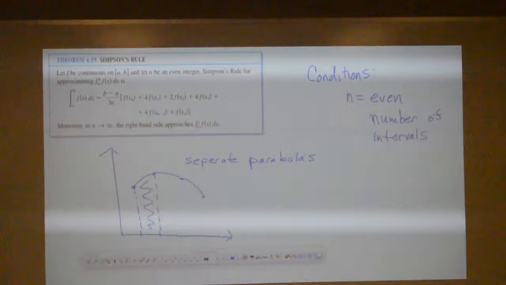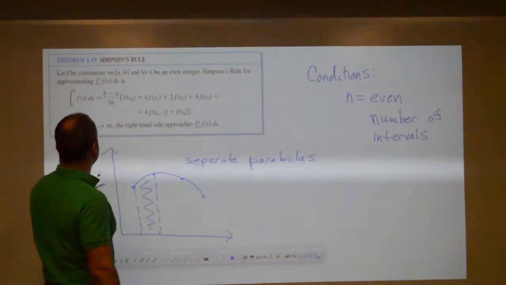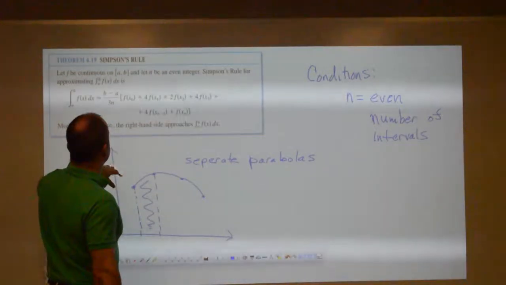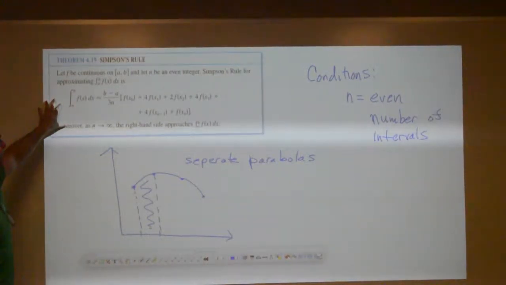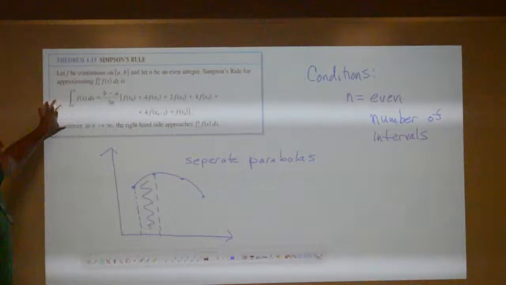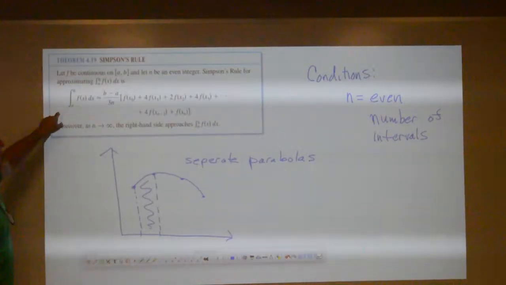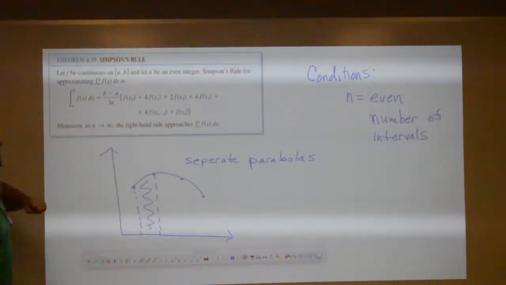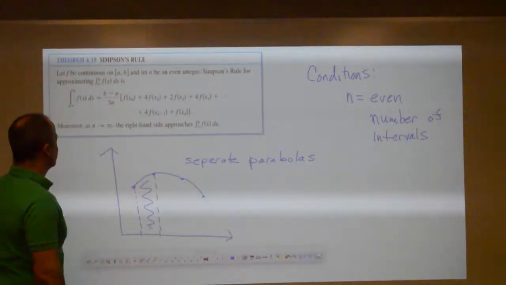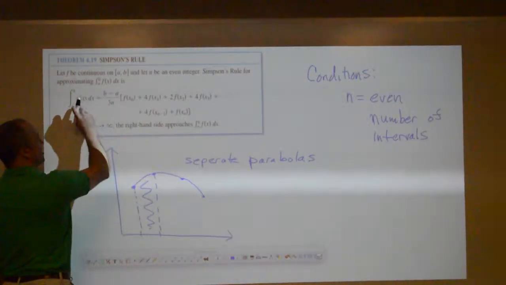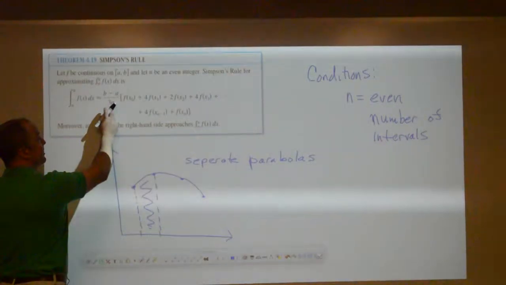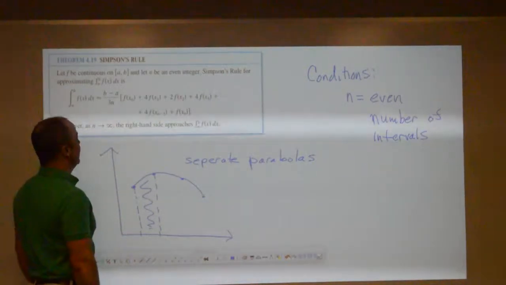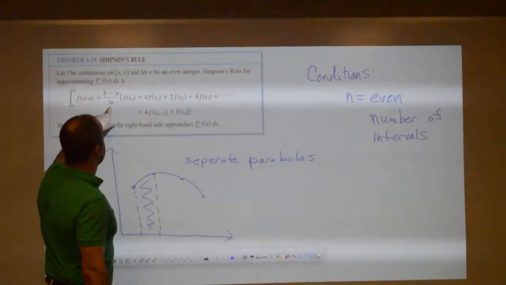And then the rule itself. I can rewrite this, or we can do a data example with it. Didn't ask for one on the homework. The rule itself is a little bit weird. a and b are the beginning and end points of your interval. n is the number of intervals you've got. That will always be an even number.